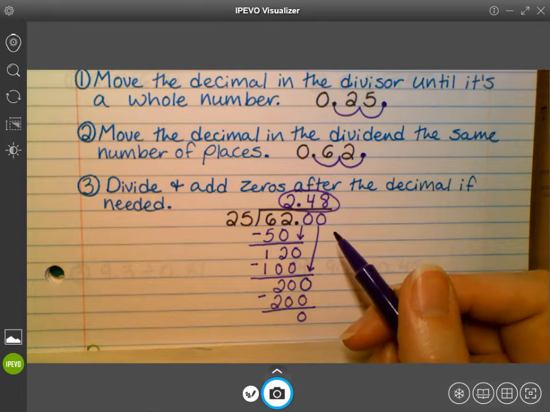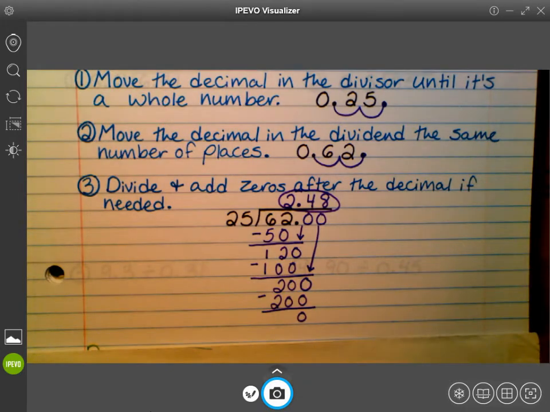2 times 4 is 8. Heh, knee slapper. All right. Ready to rock? Ready to roll.